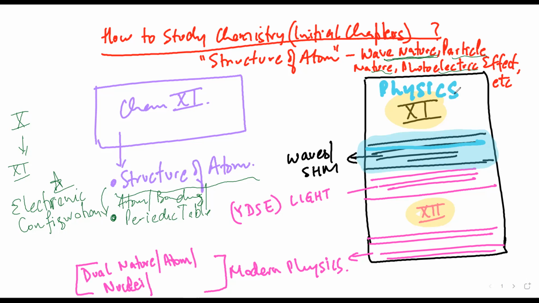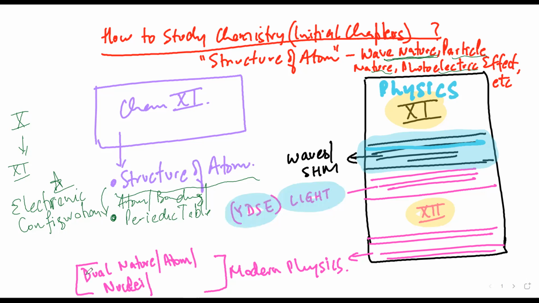And when you go to class 12th, in the first part they'll be talking about electricity and magnetism. So in the second semester, in the second half of class 12th, they will start talking about light. Then they will go into the details of light. They will talk about something called Young's double slit experiment.